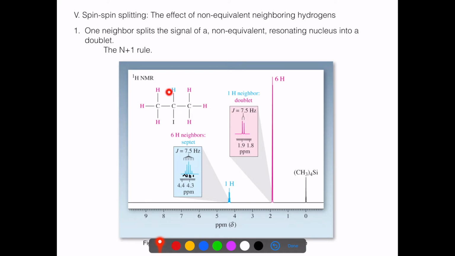It results because you have this one hydrogen, and again, it's in a different environment, or it has a different amount of shielding and deshielding as a result of this iodine compared to these. So it's a little bit further downfield, and its signal is also interfered with by these 6 non-equivalent neighbors next door. As a result, its signal gets split 7 times. And the signal for these 6 hydrogens is split into a doublet. So that's a little bit of our spin-spin splitting.